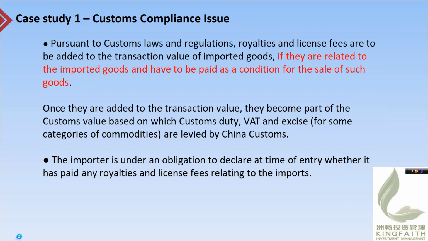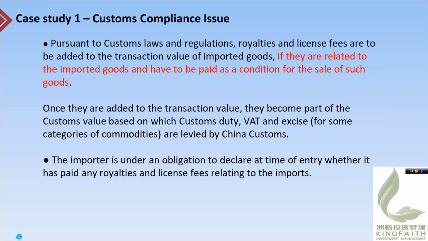So regarding the question whether the royalties and license fees in the case of trademark are paid as a condition of sale, the law says without payment of royalties and license fees, the buyer cannot buy the imported goods, or without payment of royalties and license fees, the transaction of the goods will not be concluded under the terms and conditions set forth in the sales contract. The payment of royalties and license fees shall be deemed as a condition for the sale of the imported goods to the customs territory of the People's Republic of China.